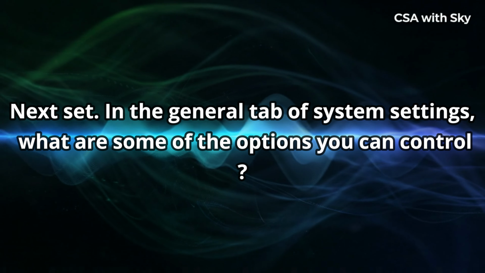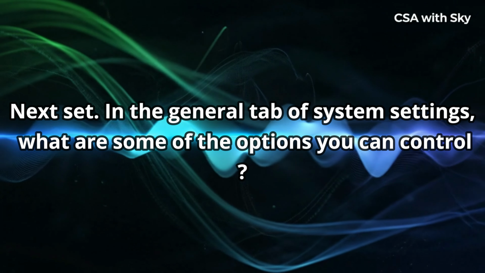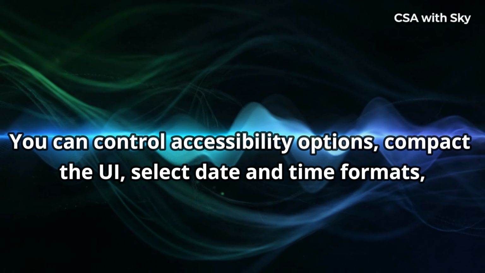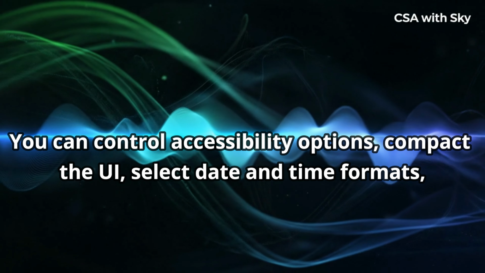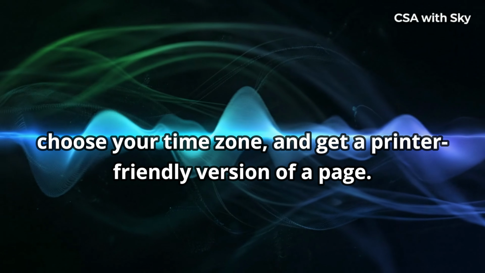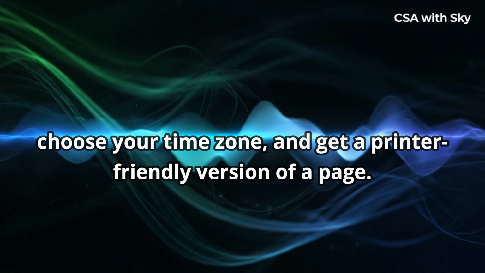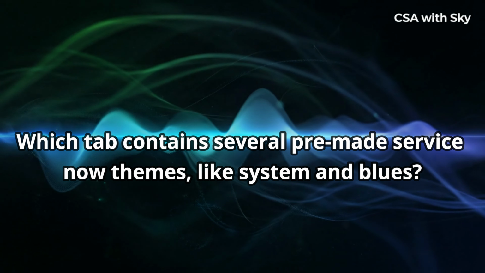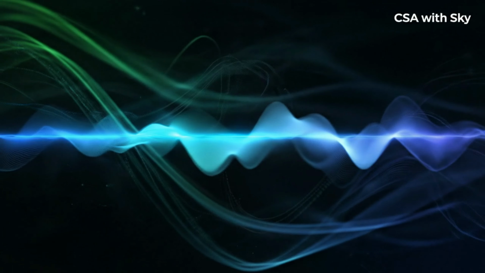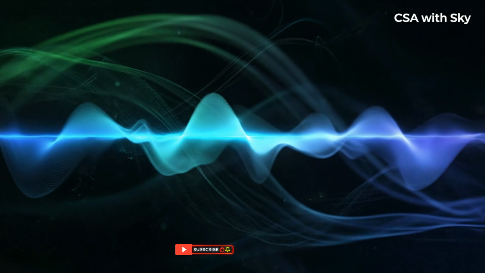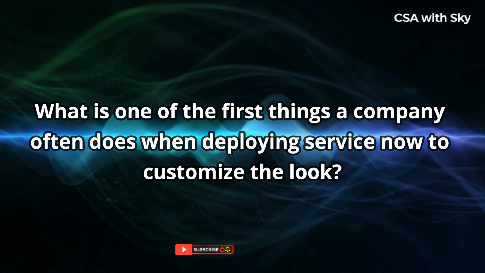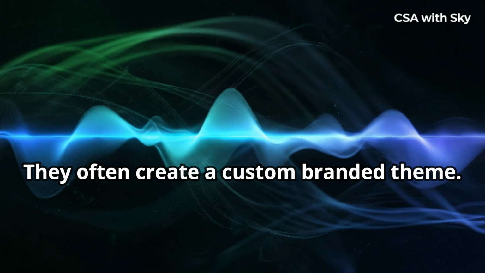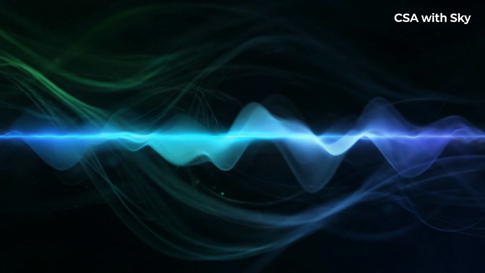Next set. In the General tab of System Settings, what are some of the options you can control? You can control accessibility options, compact the UI, select date and time formats, choose your time zone, and get a printer-friendly version of a page. Which tab contains several pre-made ServiceNow themes, like System and Blues? That's the Themes tab. What is one of the first things a company often does when deploying ServiceNow to customize the look? They often create a custom branded theme.